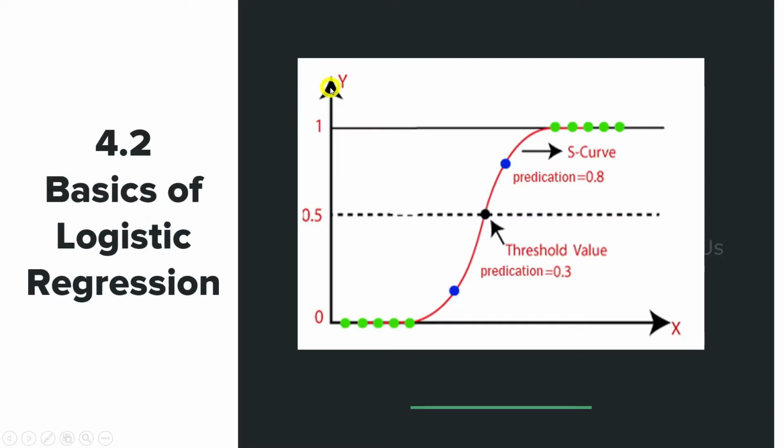So we have a simple graph here for understanding the basics of logistic regression, which is of course from 0 to 1. Here we can see something like the S-curve that we just talked about earlier. And this 0.5 is a threshold value. Anything above the threshold value is considered as 1, and anything below the threshold value is considered as 0. So here, since the prediction is 0.8, the person has heart disease, and here since the prediction is 0.3, the person does not have heart disease.